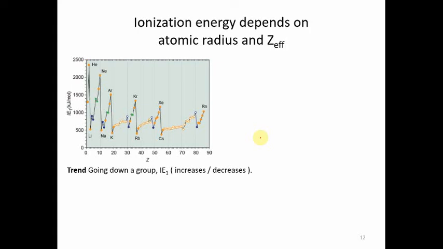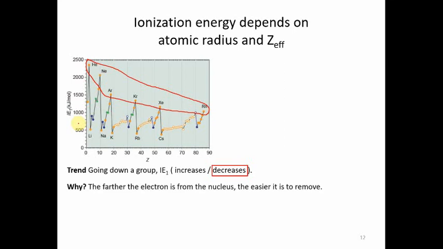Let's take a look at some more data here. To compare down a group, we want to take a look at elements within the same group. What we see is that the ionization energy is a function of the number of protons. And so going down a group, the ionization energy decreases. The reason for that is because the farther the electron is from the nucleus, the easier it is to remove.